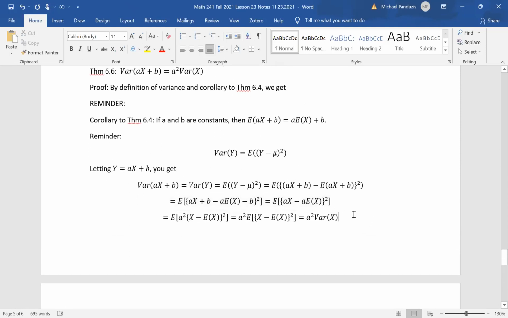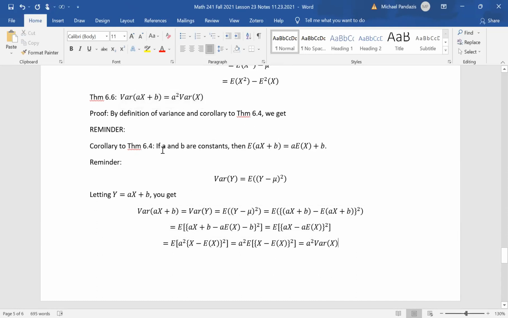Okay, so that's the proof of the theorem, and I reminded you of its corollary, and showed how to use the definition of variance in the proof.